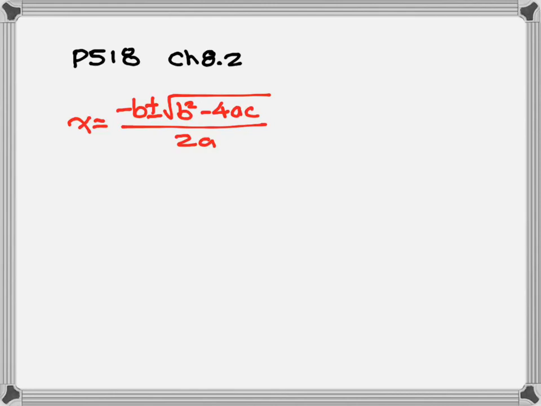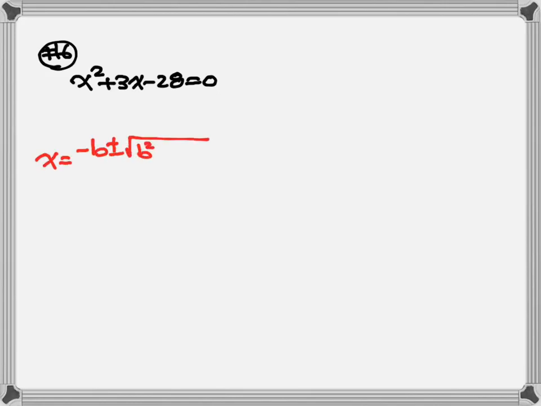Now, let's look at number 6 in your book. Number 6, we have x squared plus 3x minus 28 is equal to 0. So here, we're going to use the quadratic formula to solve this. Let's write down the quadratic formula: x is equal to negative b plus minus square root of b squared minus 4ac over 2a. So from here, we are going to find out a, b, and c. A is always the number in front of the x squared. B is the number in front of the x. C is the last number, so c is equal to negative 28.